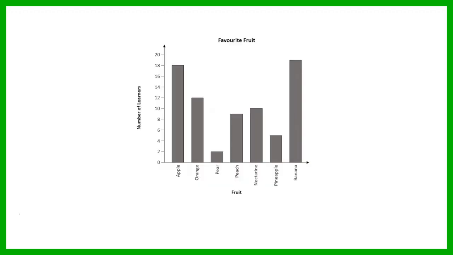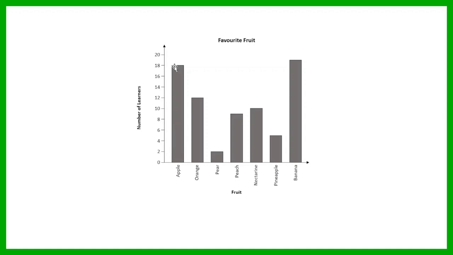Bar graphs are used to represent discrete data, which is data that can be counted. When drawing a bar graph, we need to follow certain rules. So here's an example of a bar graph. Now, in this bar graph, you can see the bars over here. They are showing us apples. This is all favorite fruits, so people's favorite fruits.